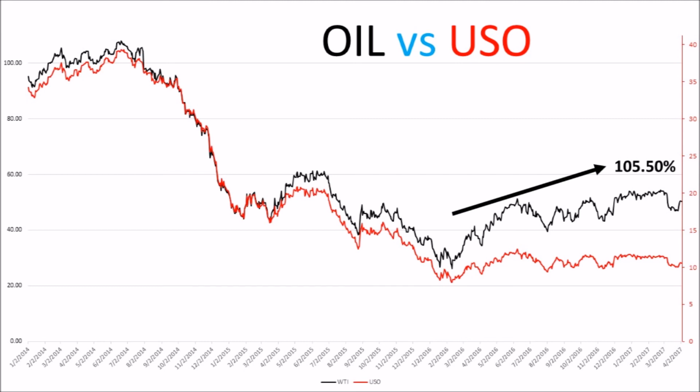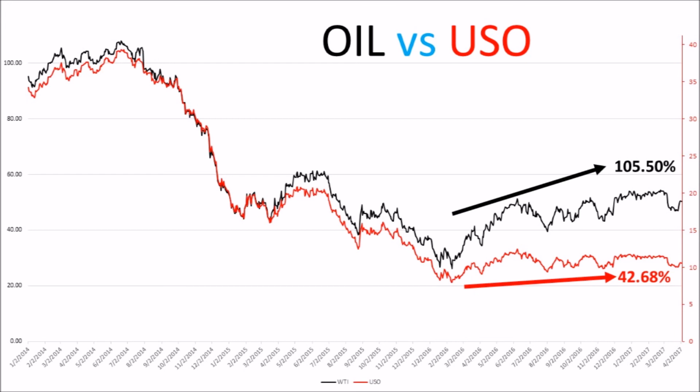But the actual underlying commodity, oil itself, had you been able to invest specifically in oil, that had appreciated over 105% over those 12 months. While at the same time, the ETF USO was only up about 42.5%.